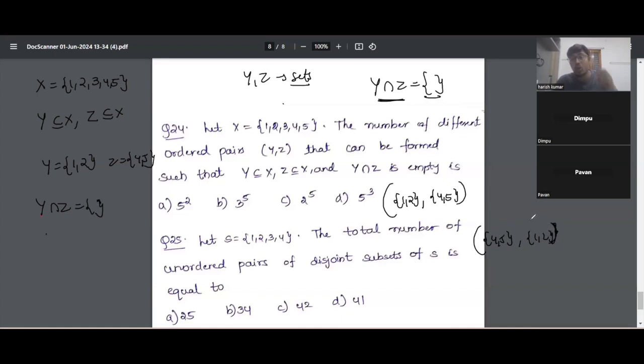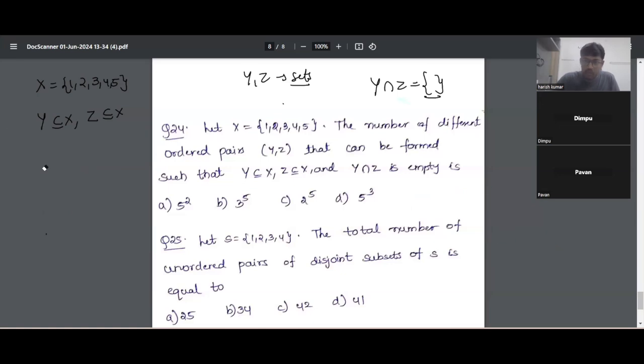So we have to find all such possible ordered pairs following all these conditions. Now the question is, how do we do it? We cannot keep on counting like this because that's a very tedious process, right? So we cannot do that. So how do we do this?